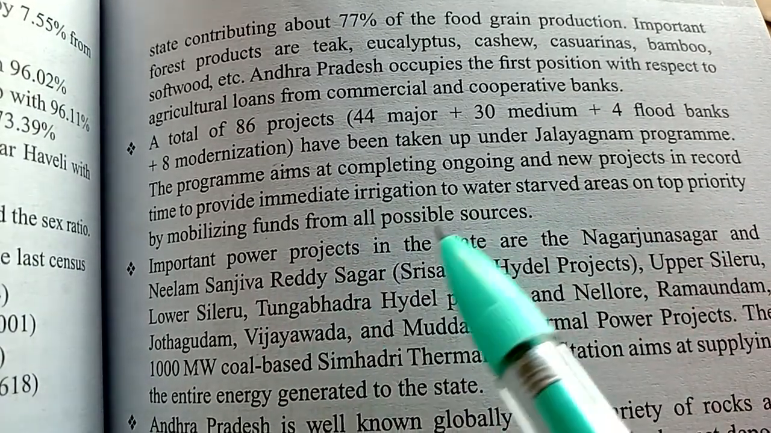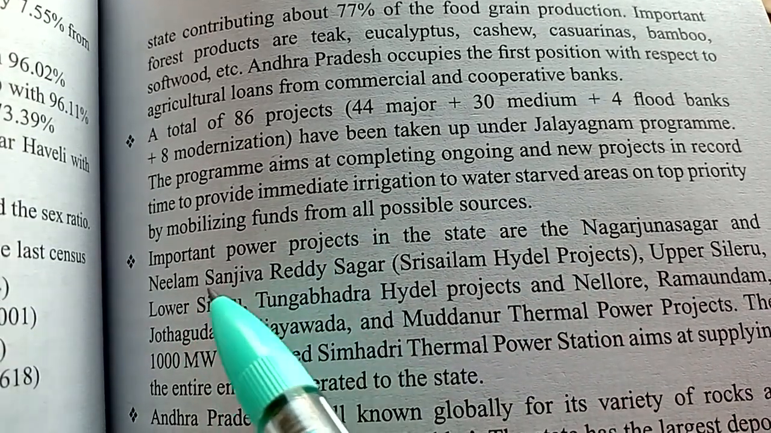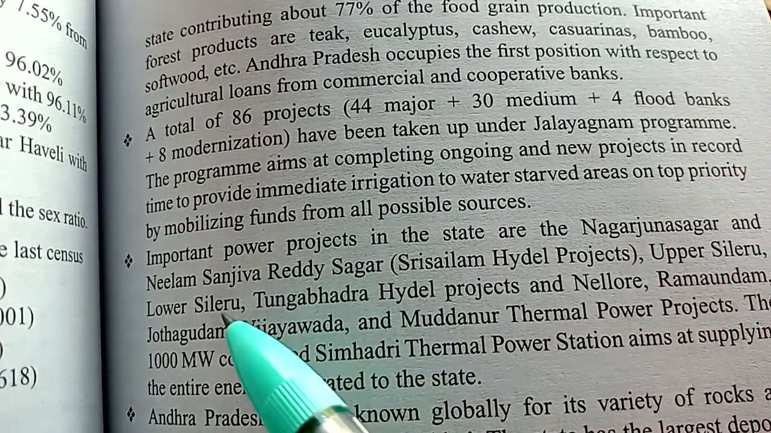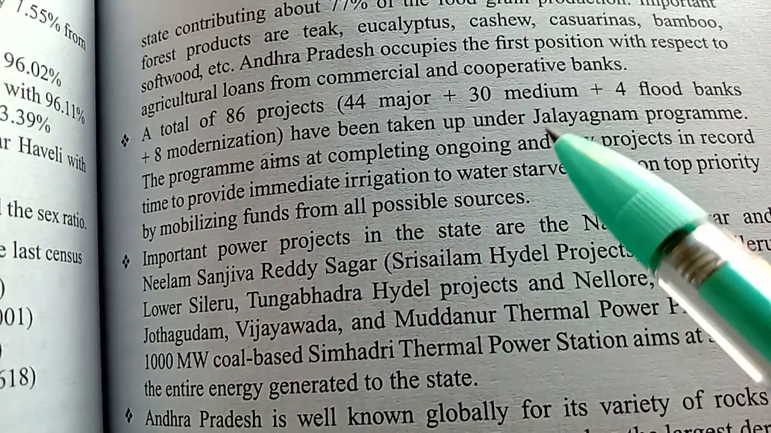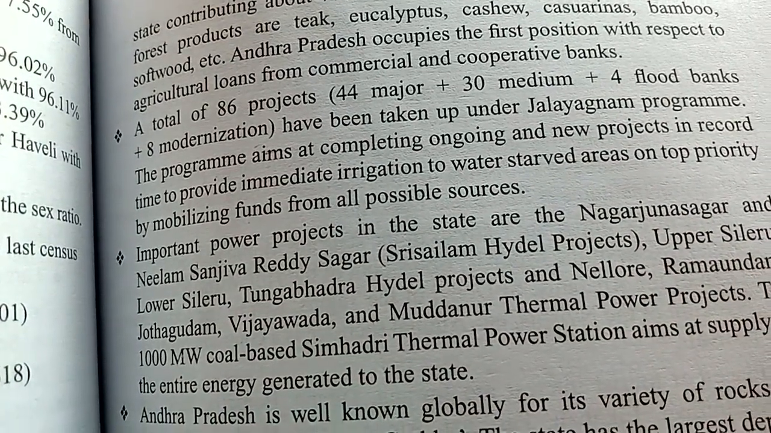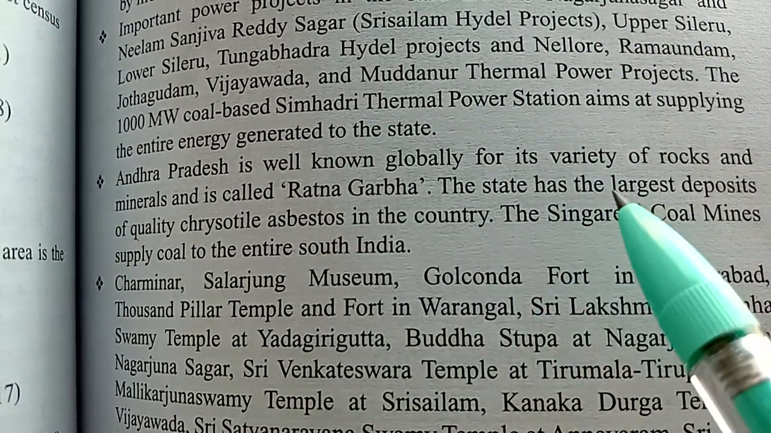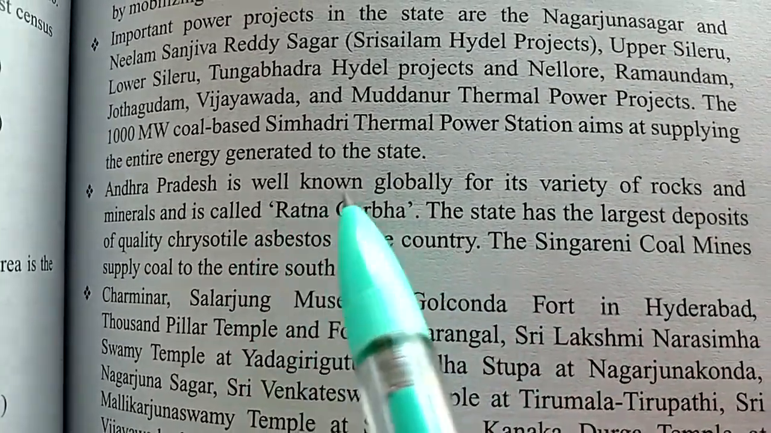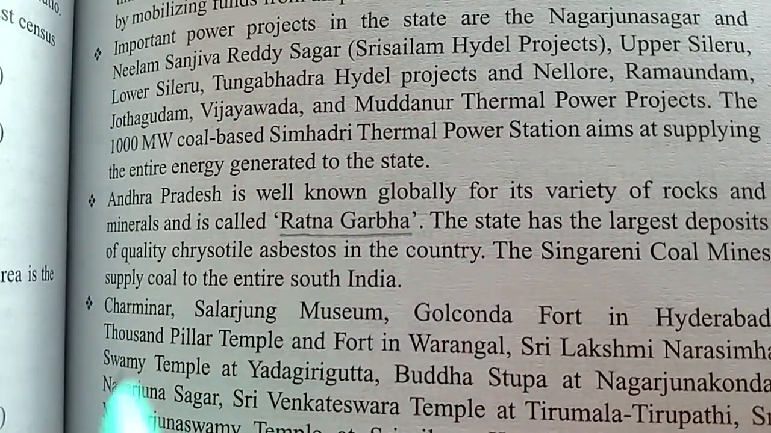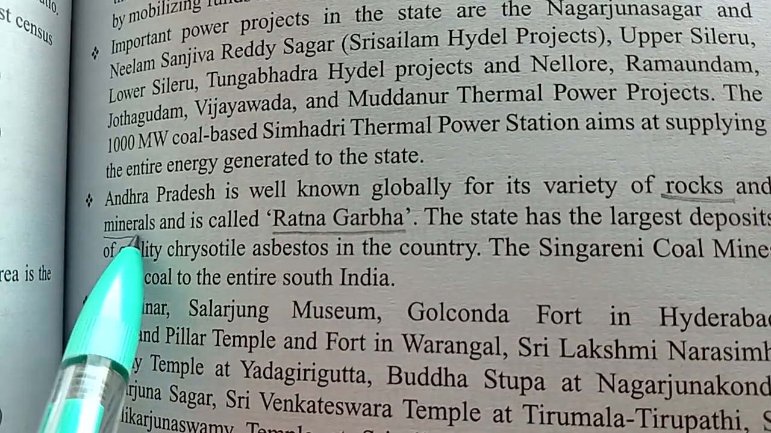Water is treated and stored in the state. Further, important power projects in the state are Nagarjuna Sagar and Neelam Sanjiva Reddy. These are all water accumulation projects used for agriculture. Andhra Pradesh is well known globally for its variety of rocks and minerals, and is called Ratna Garbha, the womb of gems, for rocks and minerals.